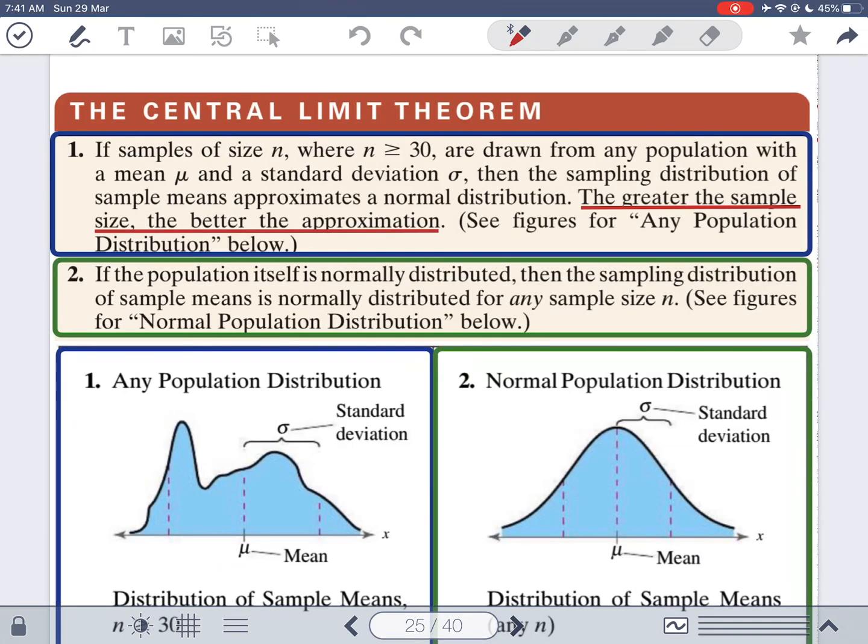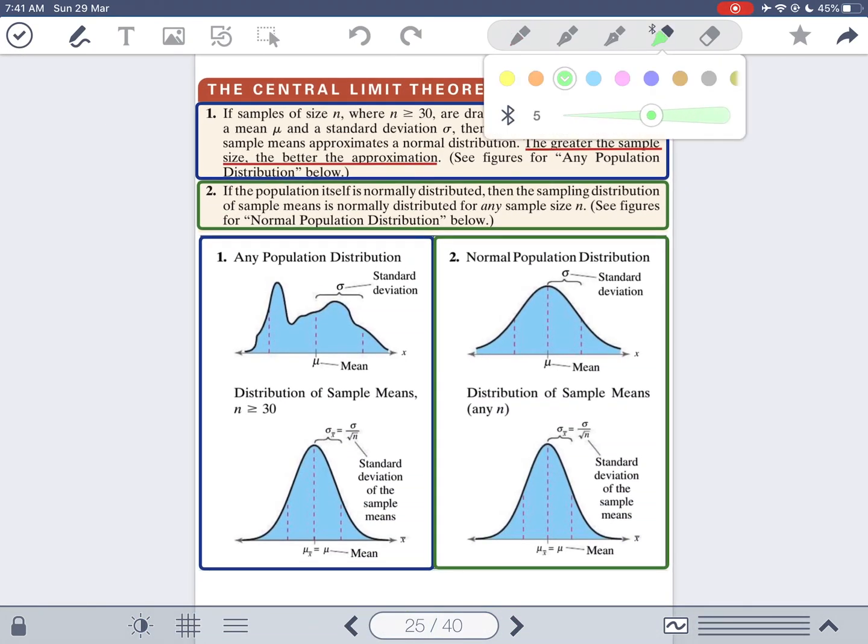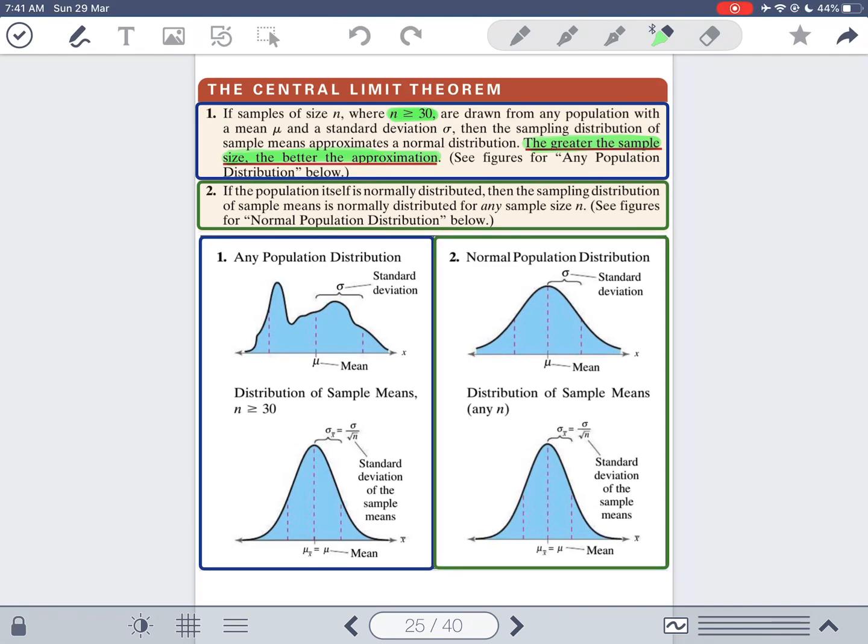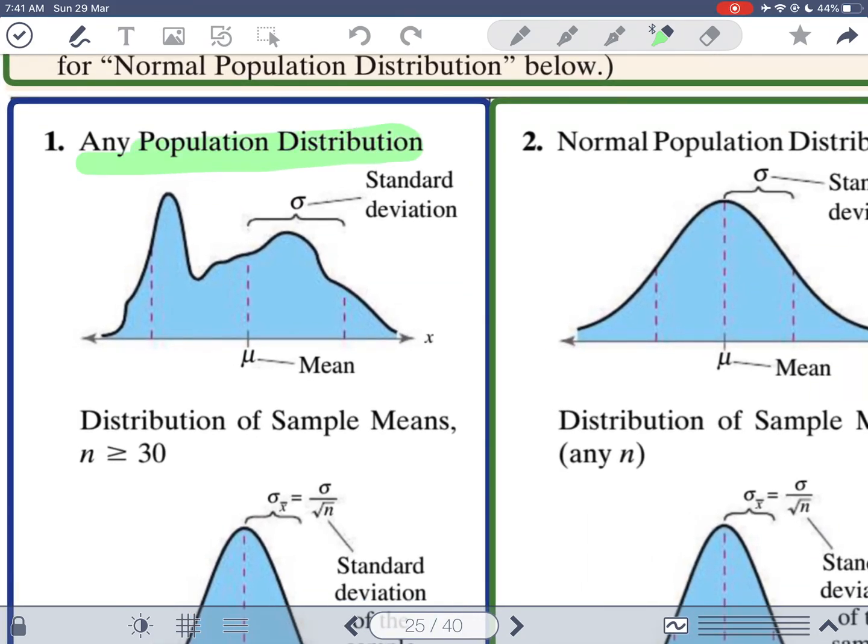Okay, so notice something important. This slide is the same as what I said before, so I'm not going to talk a lot about it, but the greater the sample size, the better the approximation. So even though we asked for n to be bigger than or equal to 30, really the bigger n is, the better. If you can do 50 people, it's better to take your sample to be 50 than 30. Or if you can do 100, it's better than 30. But 30 is the minimum that you should have if your original distribution was not normal.